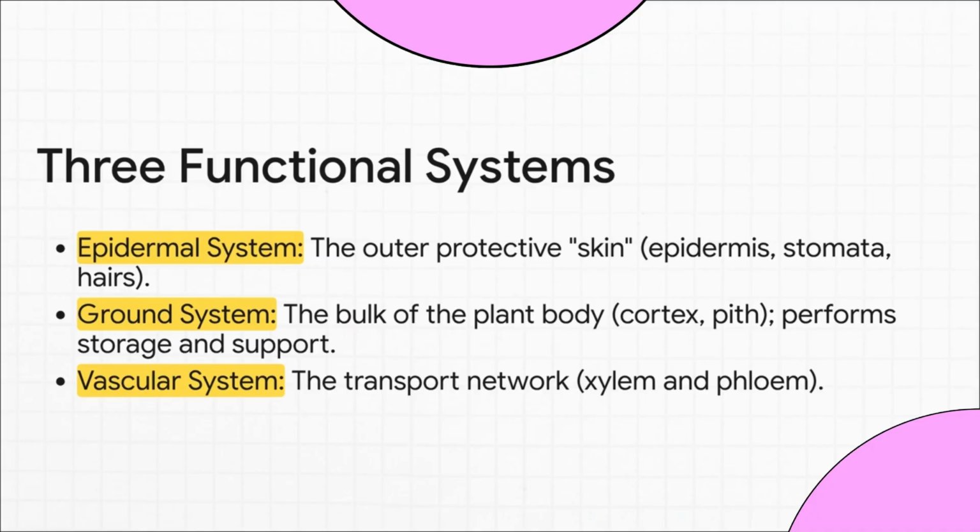That's the plumbing network of xylem and phloem we just talked about. And literally everything else in between, all the filler, the storage, the support, that's all called the ground system. So you've got skin, plumbing, and foundation. Pretty simple when you put it that way.